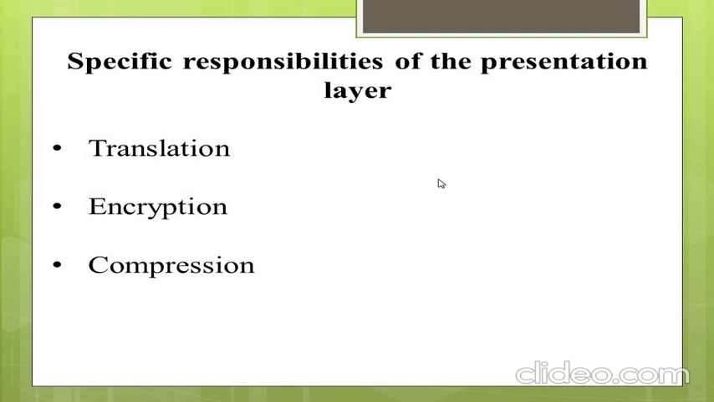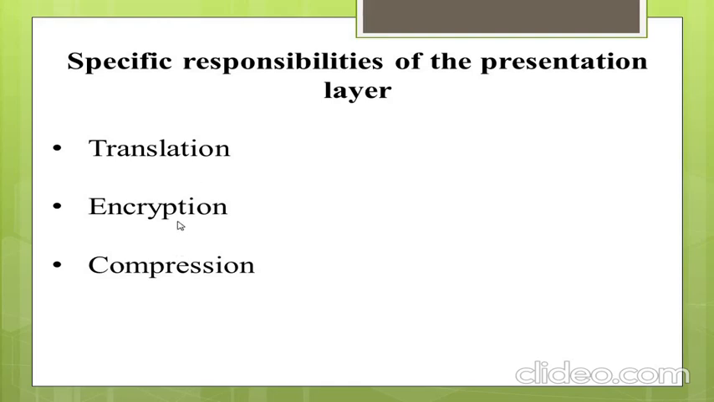Some specific responsibilities of the presentation layer are translation, encryption and compression. In translation, the processes, which are the running programs, are usually exchanging information in the form of strings, characters, numbers and so on. This information must be changed to bit streams before being transmitted. The conversion of these characters and strings into bits of ones and zeros is done by the presentation layer.